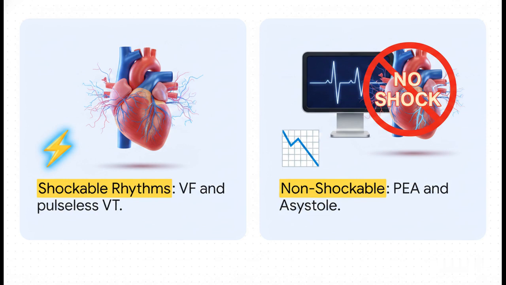Here's the difference. With shockable rhythms, there's a chaotic, crazy electrical storm in the heart that a defibrillator can literally reset. But with PEA and asystole, you either have a totally flatlined electrical system, or you have organized electricity, but a heart muscle that just isn't pumping any blood. There's no chaotic rhythm to reset here.